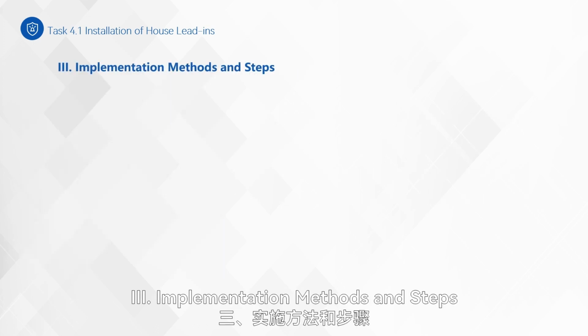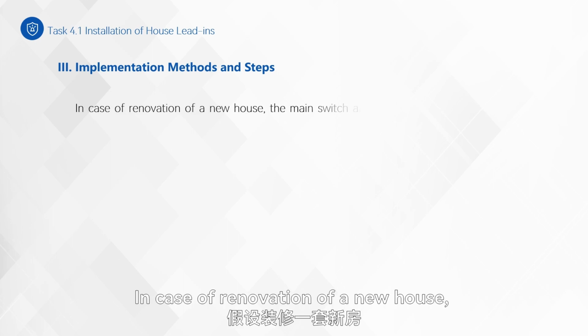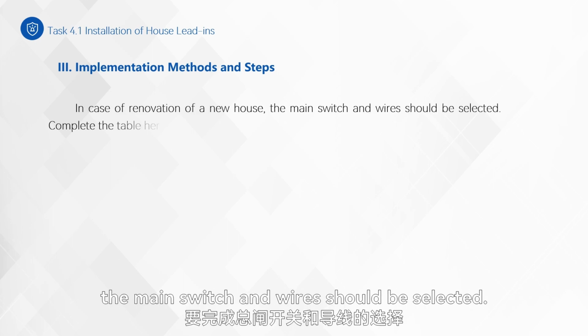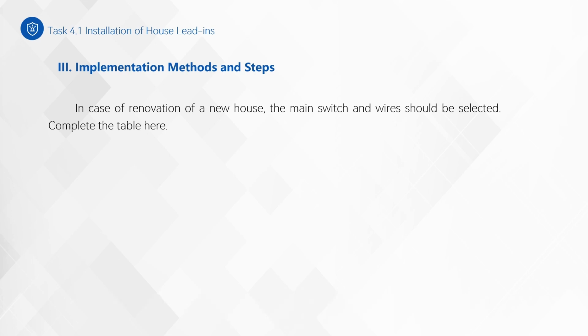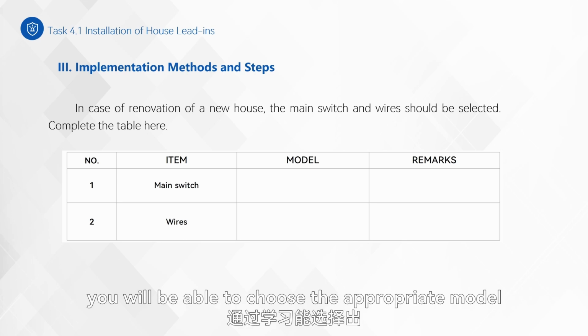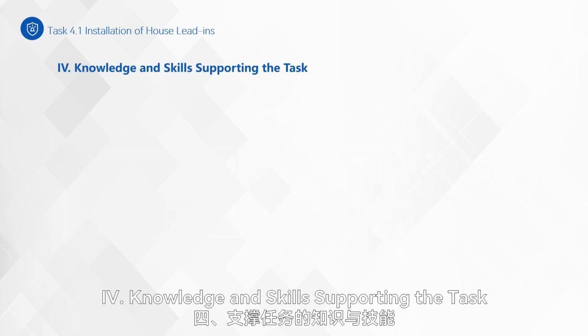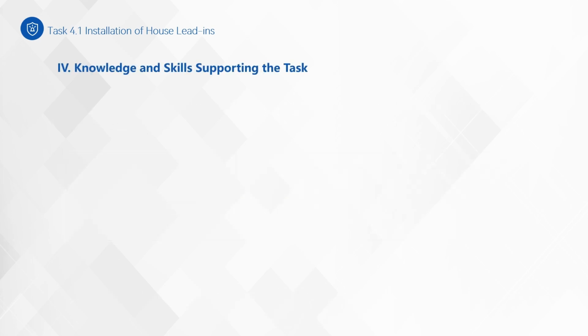3. Implementation methods and steps. In case of renovation of a new house, the main switch and wires should be selected. Complete the table here. By learning this lesson, you will be able to choose the appropriate model of the main switch and wires. 4. Knowledge and skills supporting the task.